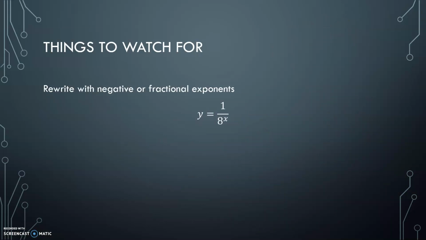Another thing to be really careful about is always rewriting things that you can with negative or fractional exponents, so you can apply either the power rule or, in this case, the a to the x rule. If I rewrite this before I take a derivative, I can rewrite it as 8 to the negative x. I could also use quotient rule, but the quotient rule is a little bit more painful. If I take this derivative, I'm going to get 8 to the negative x times natural log of 8, because that's the derivative of a to the x, and then times negative 1 because of the chain rule.